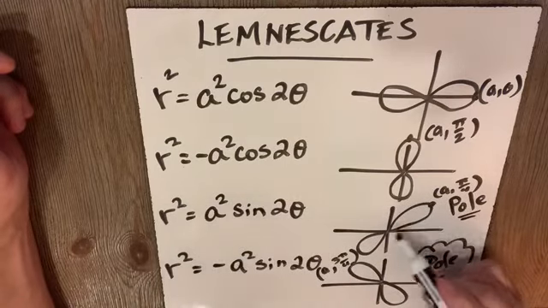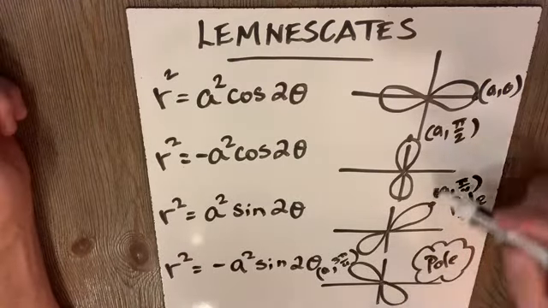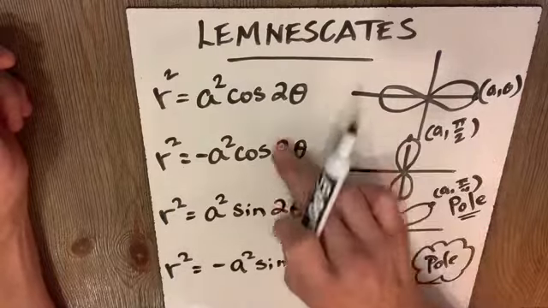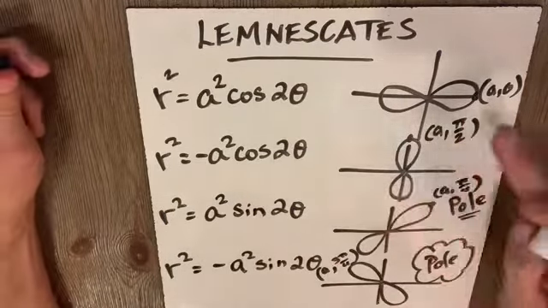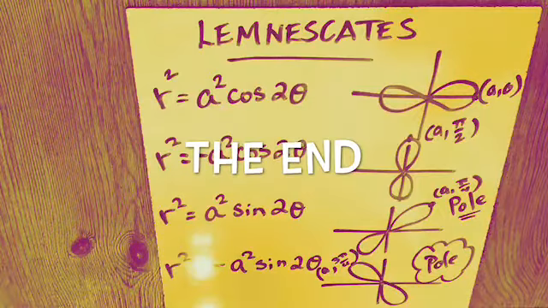Sine loves to live in the quadrants, just like it did with the roses. They do with the lemniscates as well. Cosine loves to be bisected by either the polar axis or the theta equals pi over 2 axis.